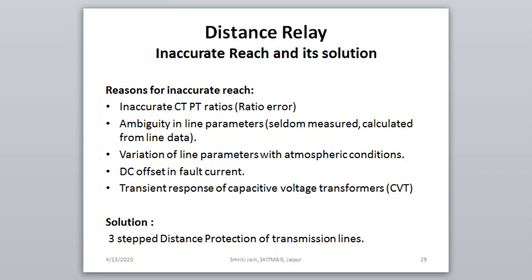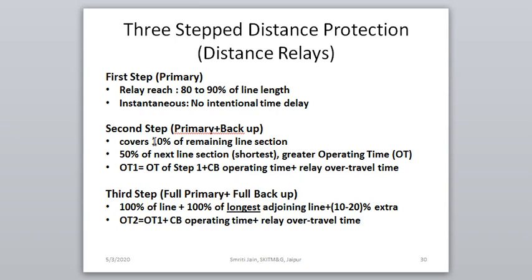How? We can see we have to give 3 steps in a particular section of a transmission line. The first step, the relay reach will be set to 80 to 90% of the line length. It is instantaneous. The second step covers the 10% of the remaining section of line here, and 50% of the next line section. This line section should be shortest. It has a greater operating time than the operating time of the first step. That is, the operating time of the first step plus circuit breaker operating time and relay overtravel time.